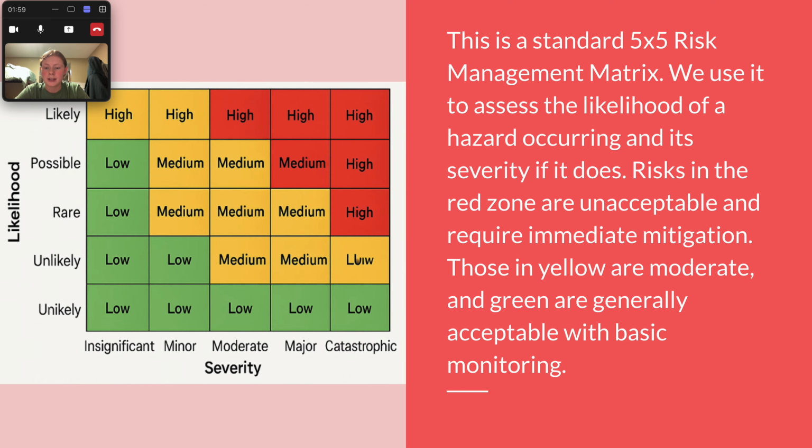The chart on our left is a standard 5x5 risk management matrix. We use it to assess the likelihood of a hazard occurring and its severity, if it does. Risks in the red zone are unacceptable and require immediate mitigation. Those in the yellow are moderate, and green are generally acceptable with basic monitoring.